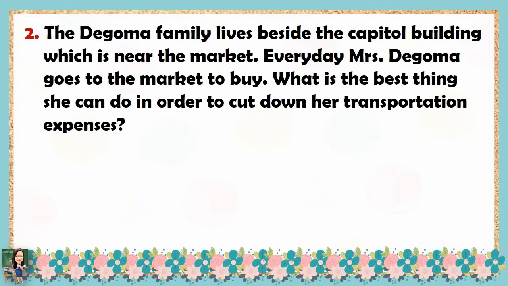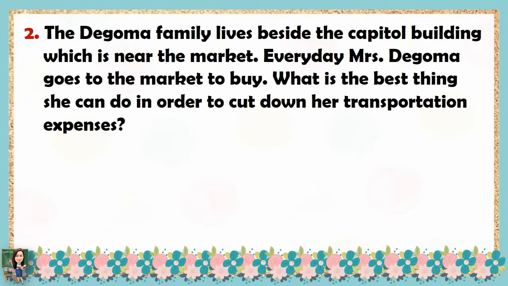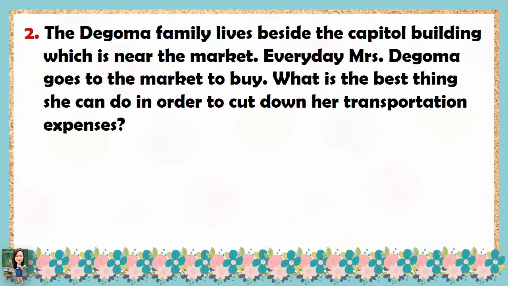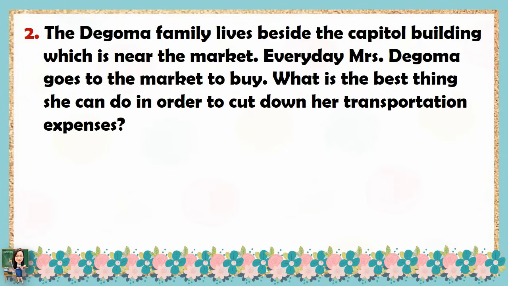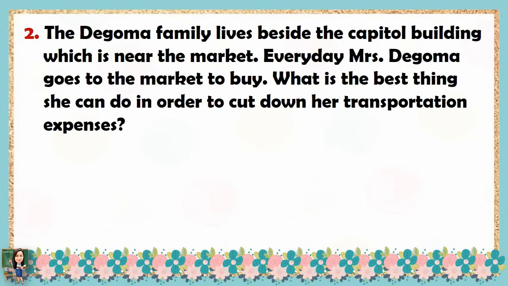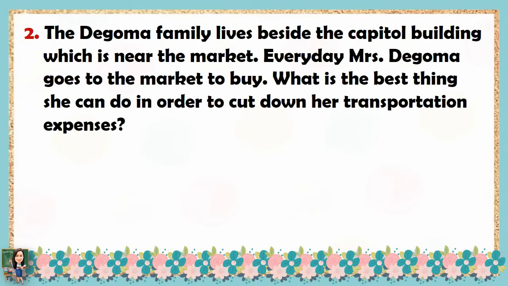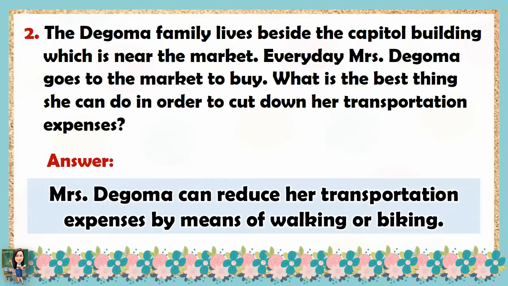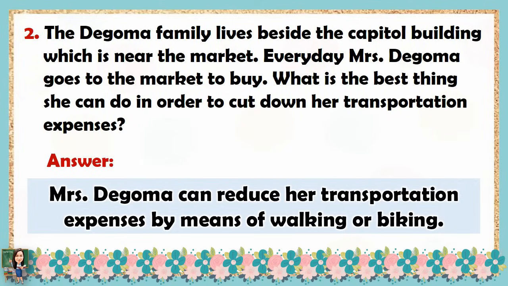Number 2, the De Goma family lives beside the Capitol building, which is near the market. Every day, Mrs. De Goma goes to the market to buy. What is the best thing she can do in order to cut down her transportation expenses? Here is the possible answer. Mrs. De Goma can reduce her transportation expenses by means of walking or biking.